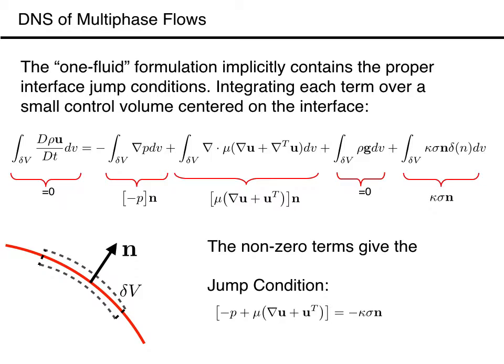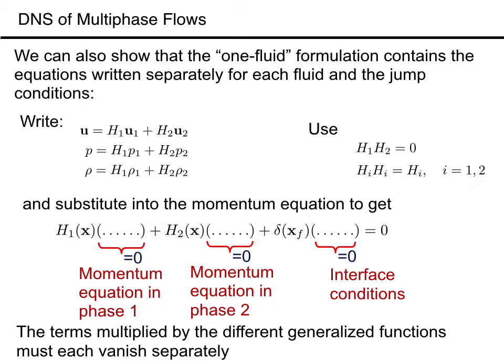Note that we need to modify this argument slightly if there is mass transfer across the interface, such as for evaporation and condensation, and if the surface tension is not constant. We can also show that the one-fluid formulation contains the equations written separately for each fluid and the jump conditions by writing every variable as a function of the marker function and substituting into the one-fluid equations. By grouping terms depending on whether they are multiplied by h2, h1, or a delta function, and using that each group must be equal to 0 separately, we recover the equation for each region plus the jump conditions.